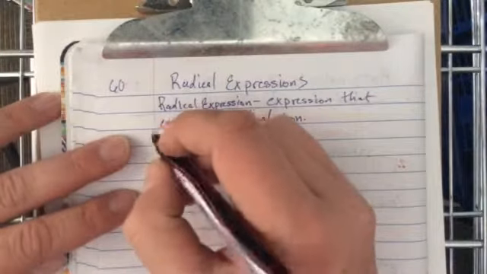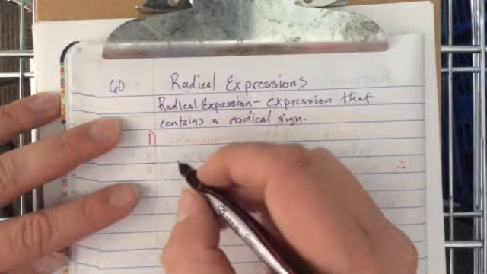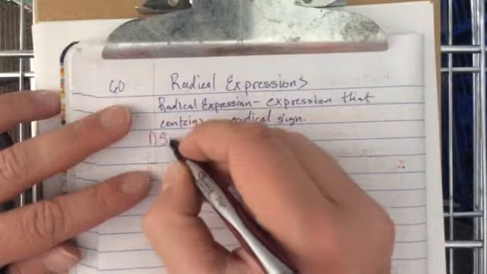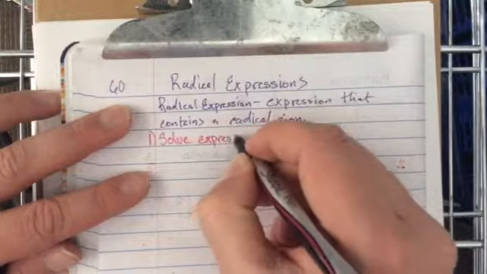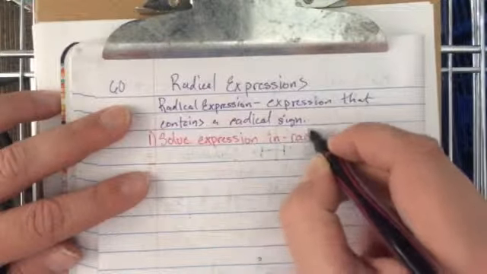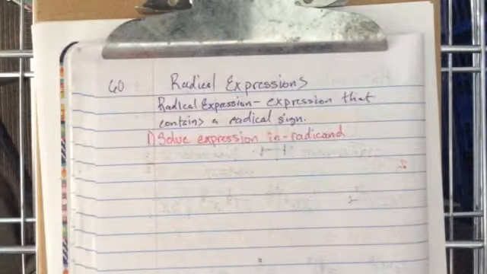So the first step that we need to think about is if there is an expression in the radicand, we need to solve it. So what is the radicand? The number that's below the radical symbol or the number that's inside the radical?